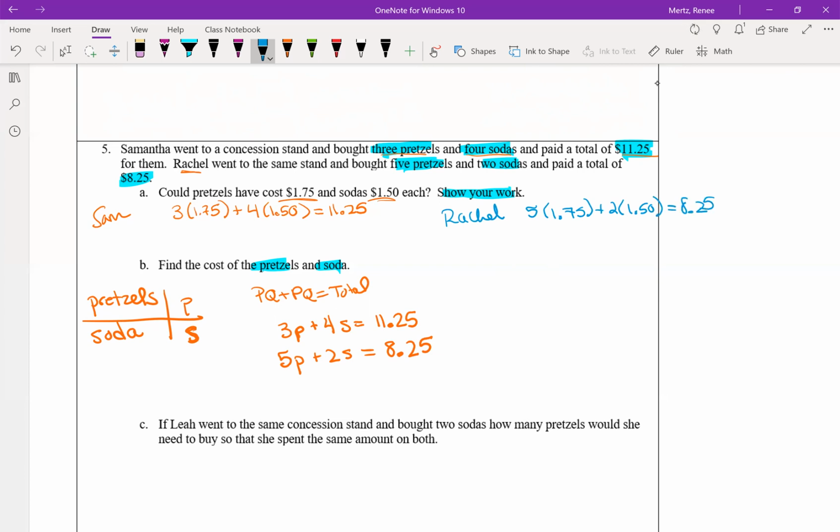So check in your calculator. Is 3 times $1.75 plus 4 times $1.50 equal to $11.25? It is. So that one works. Now we have to check Rachel. 5 times $1.75 plus 2 times $1.50 is $11.75. So that does not equal $8.25. So no, they could not be those prices. The prices are wrong.